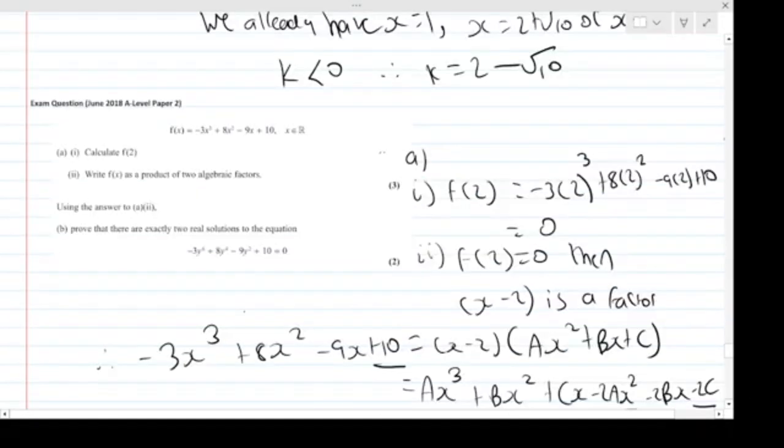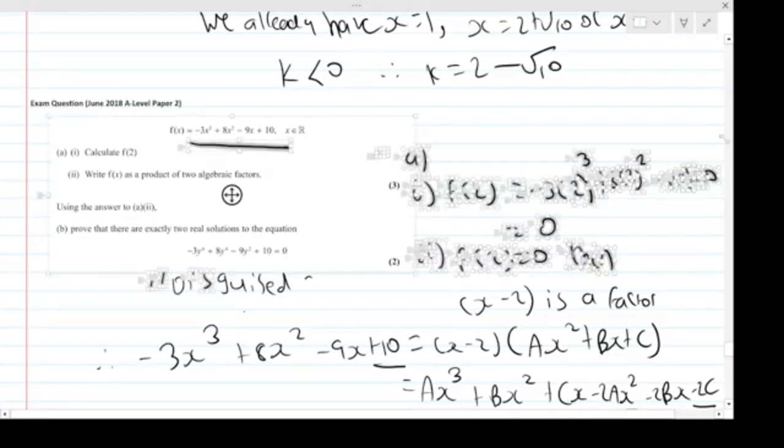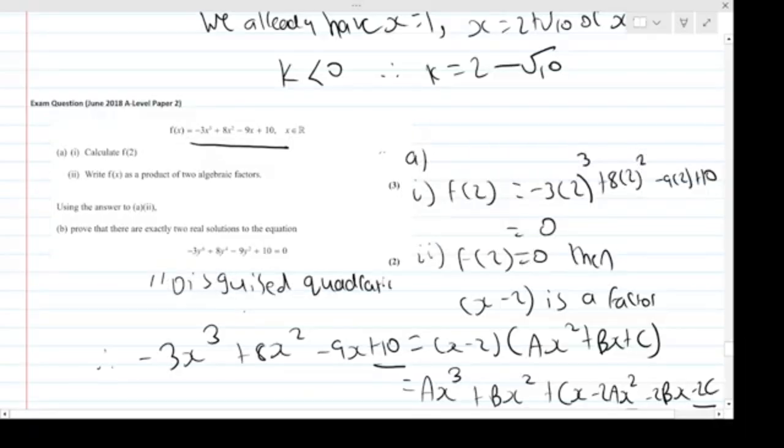Then it says, using the answers to part A, II, for part B, prove that there are exactly two real solutions to this equation here, which looks a bit weird. Now, hopefully you spot, and we did look at examples like this in chapter 2.1 when we looked at quadratic equations, this is a disguised quadratic. Hopefully you recognise there's some semblance of a relationship, a link between the two equations.